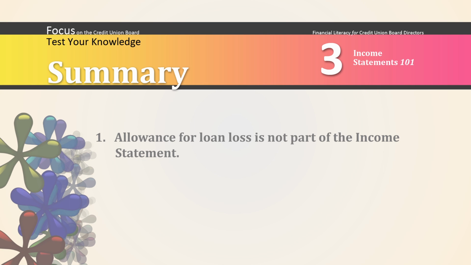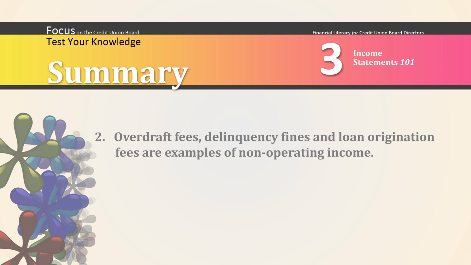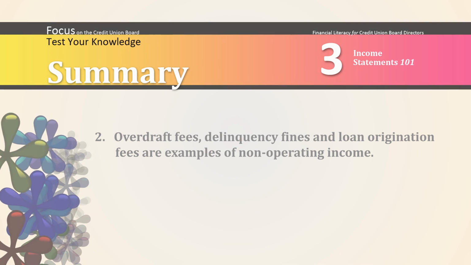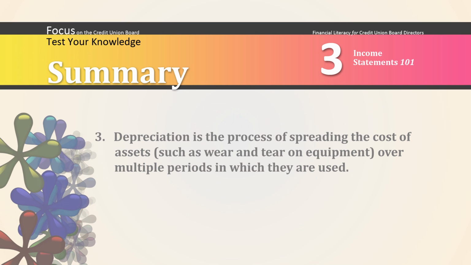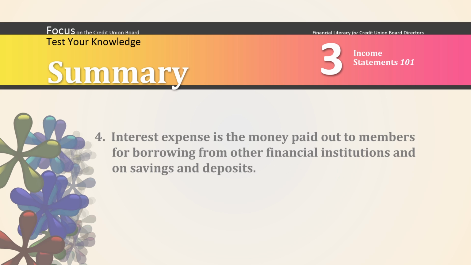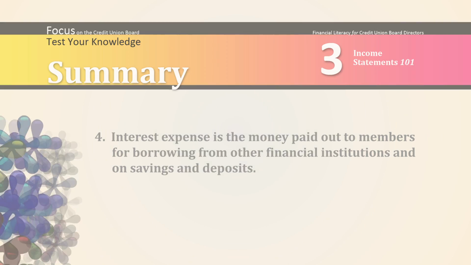Allowance for loan loss is not part of the income statement. Overdraft fees, delinquency fines, and loan origination fees are examples of non-operating income. Depreciation is the process of spreading the cost of assets, such as wear and tear on equipment, over multiple periods in which they are used. Interest expense is the money paid out to members for borrowing from other financial institutions and on savings and deposits.